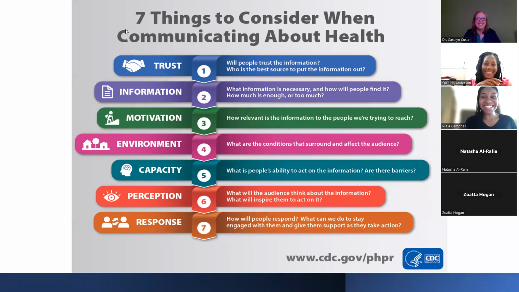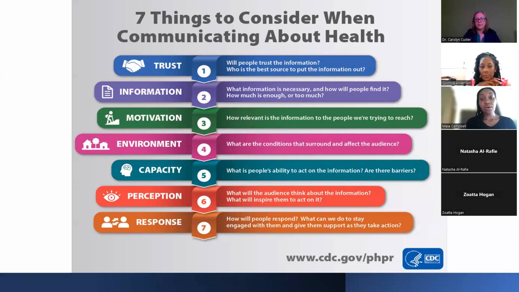Okay, so 7 things to consider when communicating about health. Number 1, trust. Will the person trust the information that you're providing, and who is the best source to put that information out? Sometimes the best source of that information is the community health worker, not necessarily the provider or whoever the patient or member may have the trust with. Number 2, information. What information is necessary, and how will the person find it? How much is too much and how much is not enough? Information overload is a real thing, so we want to make sure that we're being very specific, but not giving too much information.